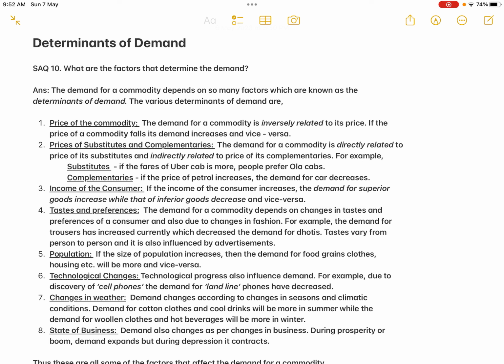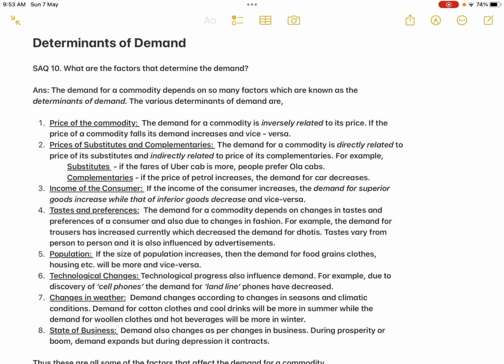Second one, prices of substitutes and complementaries. The demand for a commodity is directly related to price of its substitute and indirectly related to price of its complementaries. For example, substitutes: if the fares of Uber cab is more, people prefer Ola cabs, assuming Ola cabs fare is lesser than Uber cabs. I mean, you can give any example. Complementaries: if the price of petrol increases, the demand for car decreases. Car and petrol, they are complementary commodities.